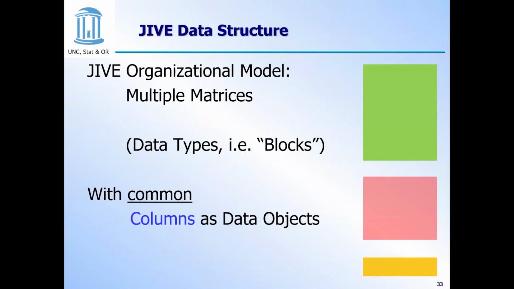And the key is you're going to have common columns as data objects. So you might measure gene expression and this and that and some other stuff. But it's all measurements on the same people. So what are the data objects? Well, it's really the union of these different vectors.